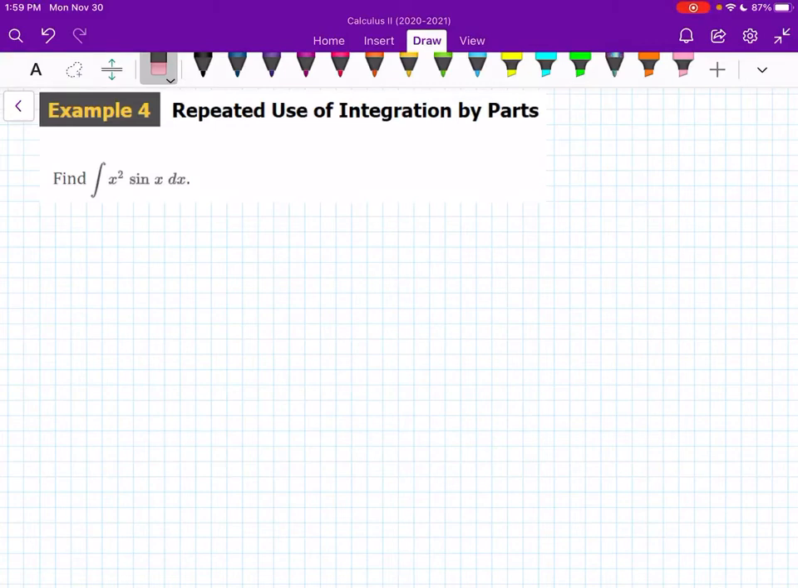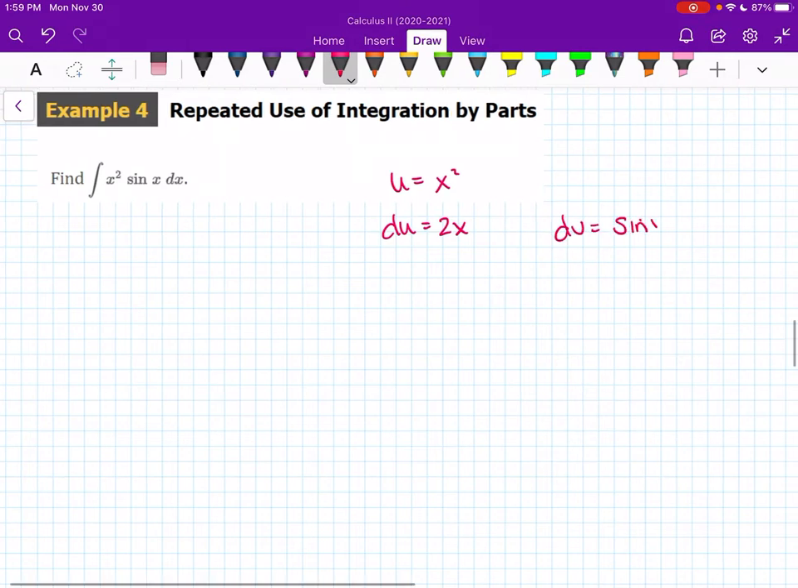All right, today's video we're going to do two quick examples on using integration by parts. So the first one is to integrate x squared sine x dx, and for this one we're going to let u equal x squared because then du is going to be 2x, and we're going to let dv be sine x dx, because then when I integrate that, I get that v is going to be negative cosine of x.